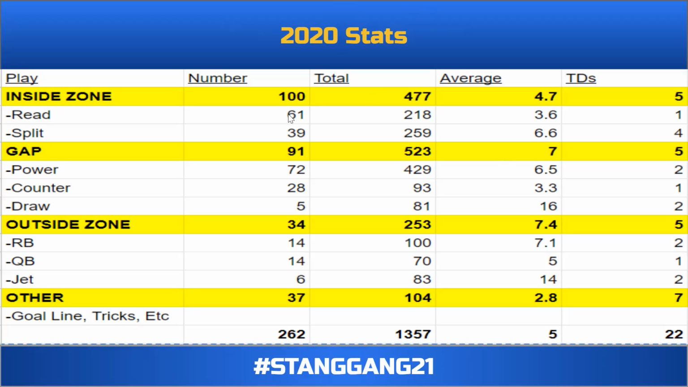We ran zone read a lot, but I think that number skewed a little bit. Zone read was kind of a base play for us, so a lot of those snaps were JV snaps. But if you look at power, counter, and split zone, that's the heart of our offense. We probably could have run a little more outside zone. It's a great complement that we'll talk about as well. But again, this zone and gap scheme is something that we utilize in our offense.